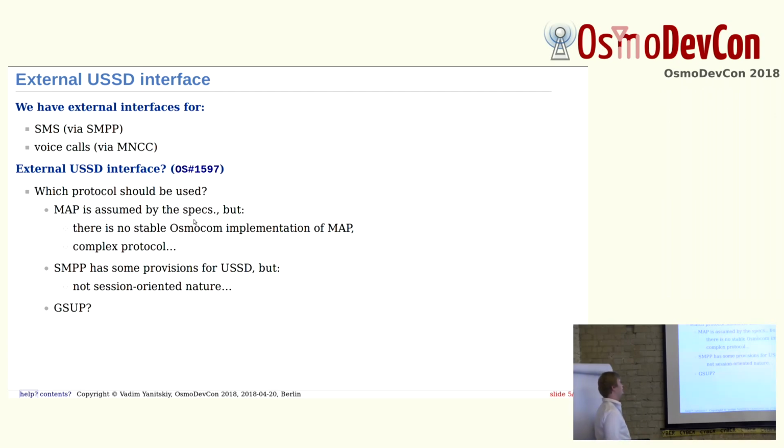We can implement an external USSD interface, and we already have external interfaces for SMS, for example. It is SMPP, and we have an external interface for voice calls, MNCC, but there is no external interface for USSD. A good question was which protocol we should use for that. The specifications recommend using MAP, but there is no stable implementation of the MAP protocol in Osmocom. There are some attempts, but no final implementation.